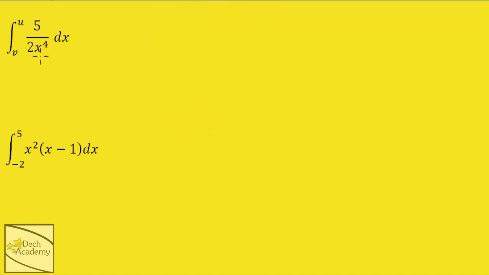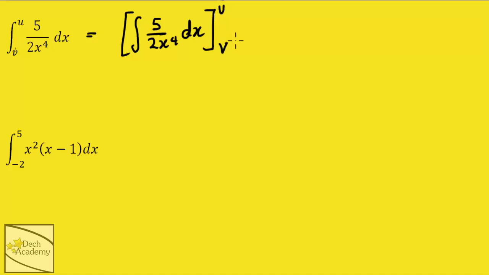So here we have another expression we need to evaluate. We need to integrate 5 over 2x to the 4 dx with an upper limit of u. So u here is a constant, not a variable, and v, the lower limit, is also a constant. So I can just rewrite this. I just need to find the indefinite integral of the integrand and then substitute the limits in the right order. So the upper limit is u, the lower limit is v.